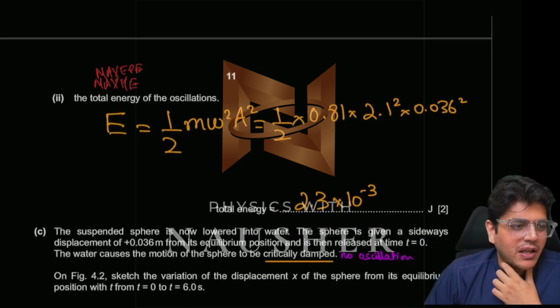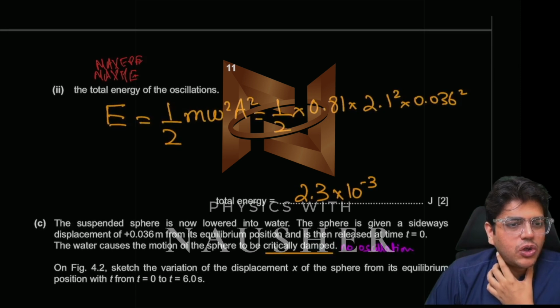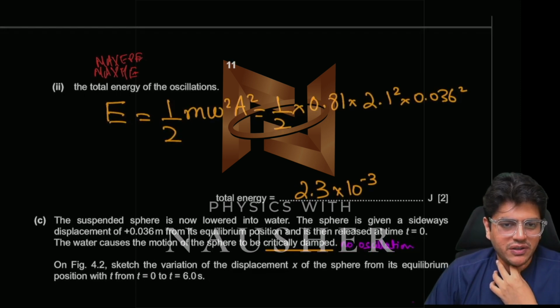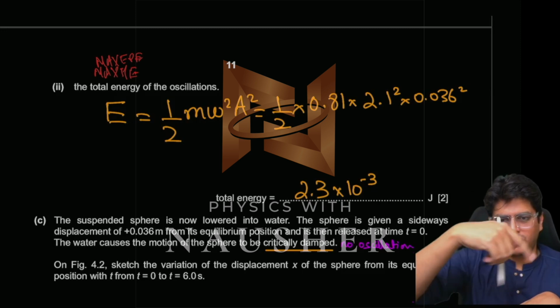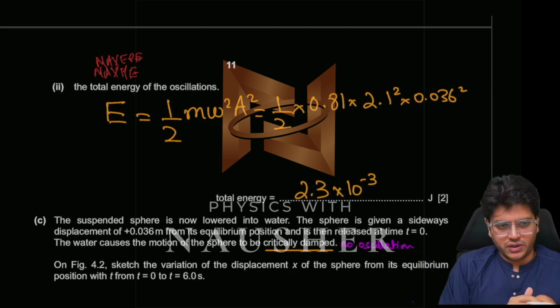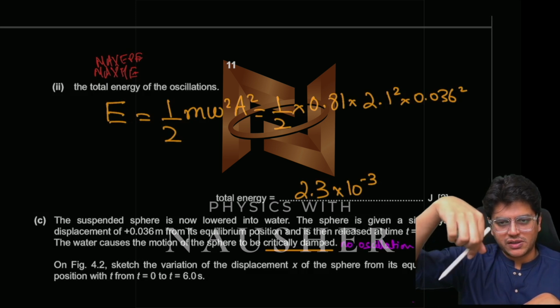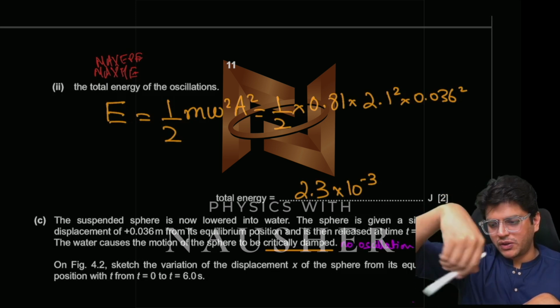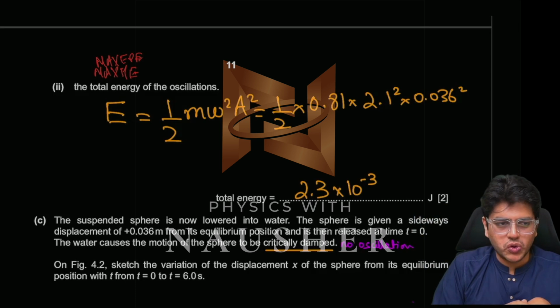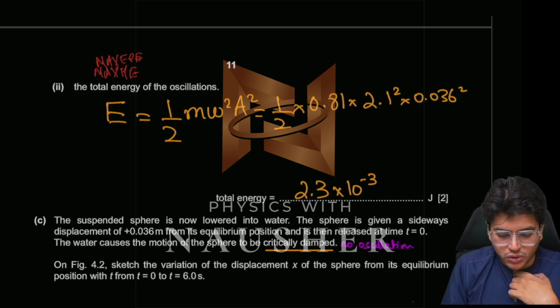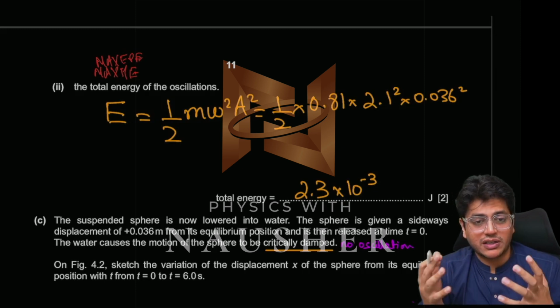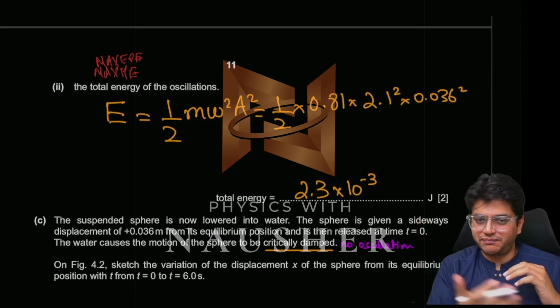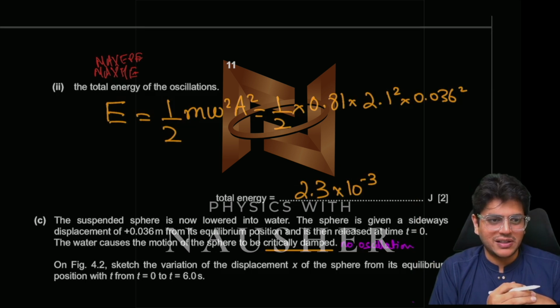Part C. The suspended sphere is now lowered into water. The sphere is given a sideways displacement. Okay, so you put it in water and you displace it sideways. Just picture it. Will it be able to make complete oscillations? No. And they're saying that the water causes the motion of the sphere to be critically damped. So there should be no oscillation. Critically damped means that your swing dies out in the least possible time.